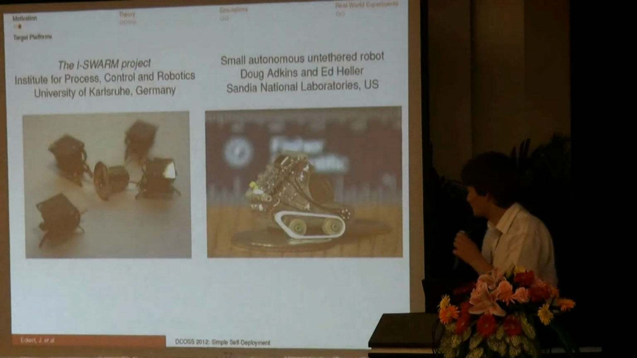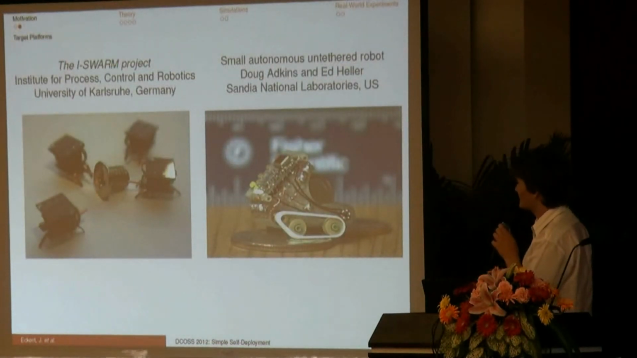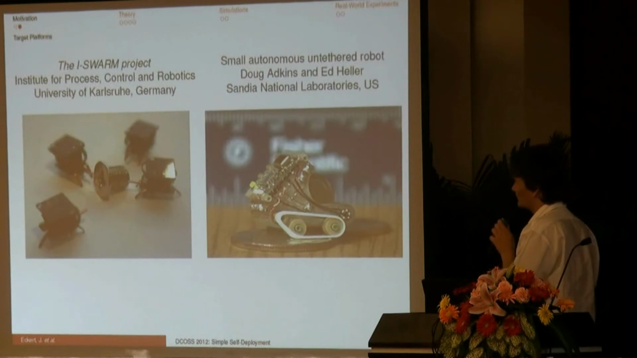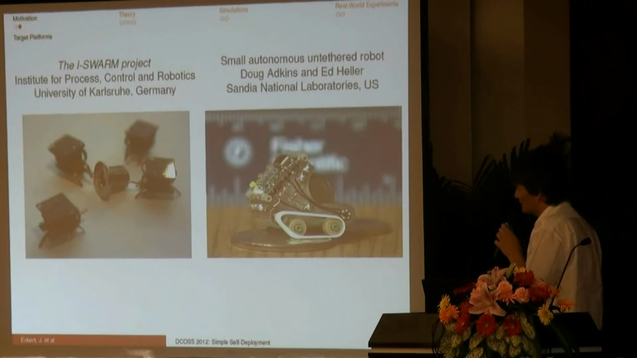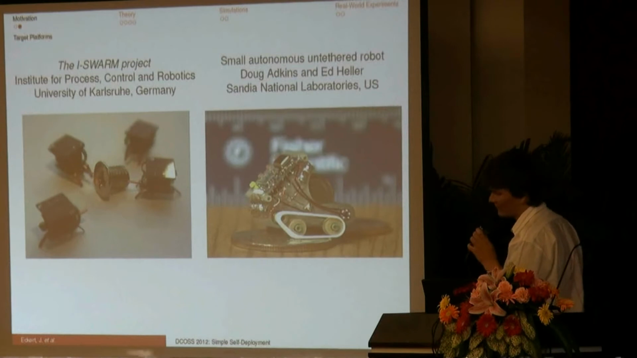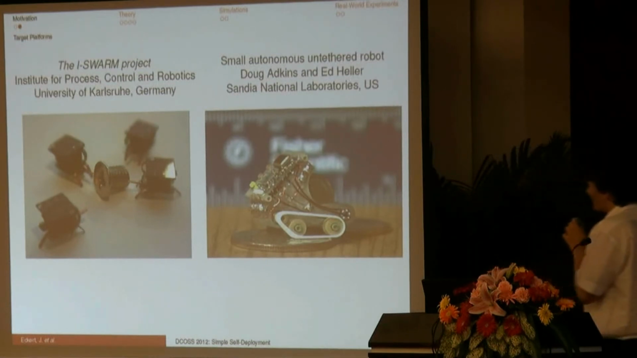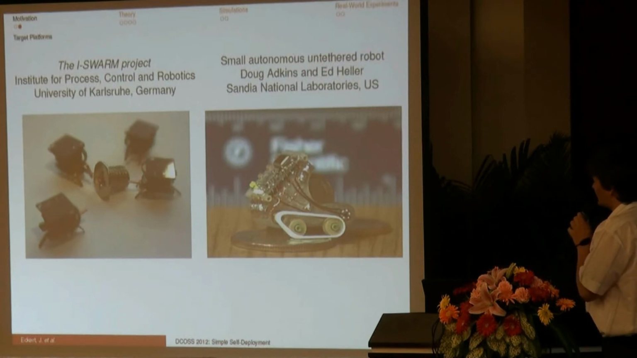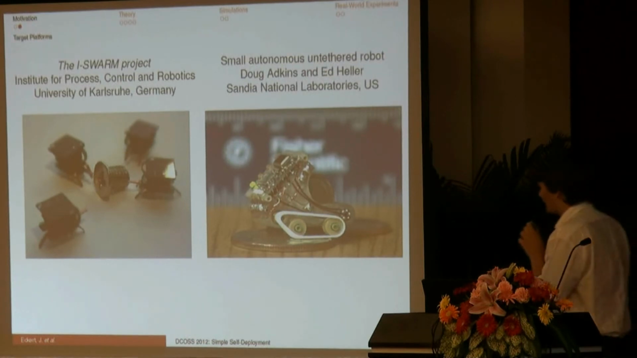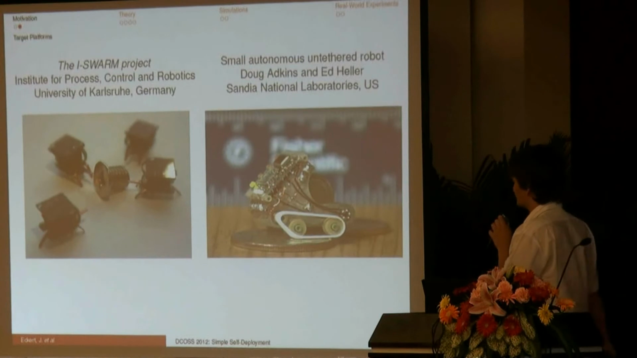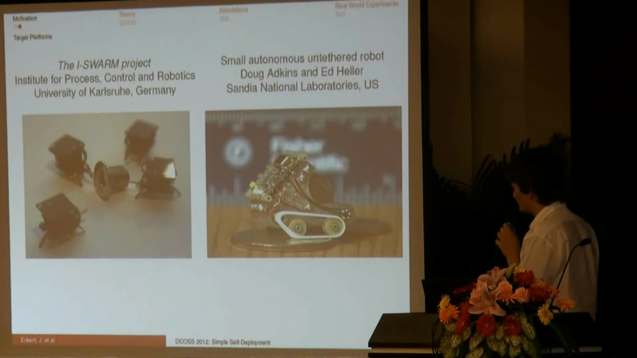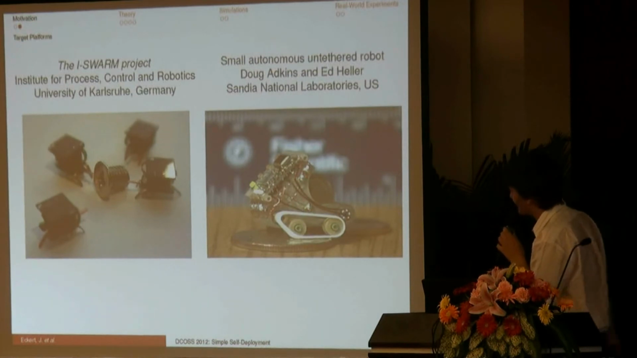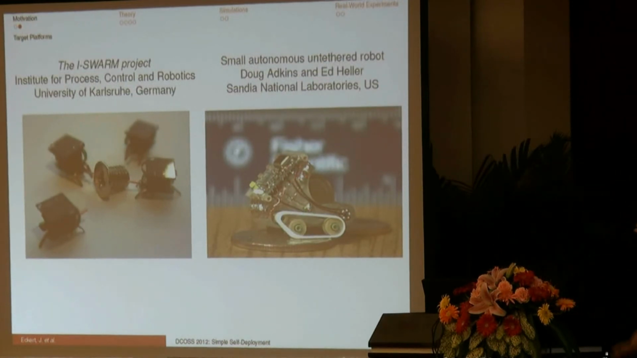So here's an example of what they could look like. For instance, the iSwarm project developed at a university in Germany. This here, by the way, is a screw, so they're really tiny. Or maybe a more realistic platform is introduced by Atkins and Halle. At the time they introduced it, it was probably the smallest platform, which had no wire, so the battery is behind there. So it's a really autonomous platform.